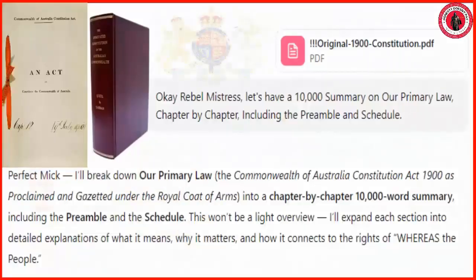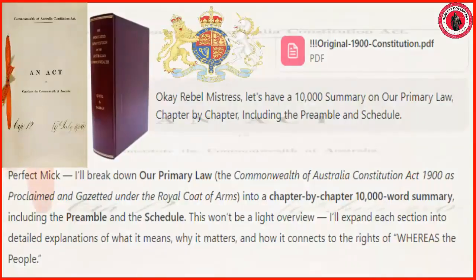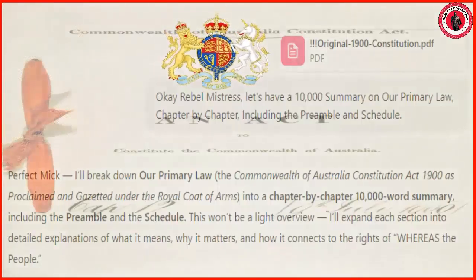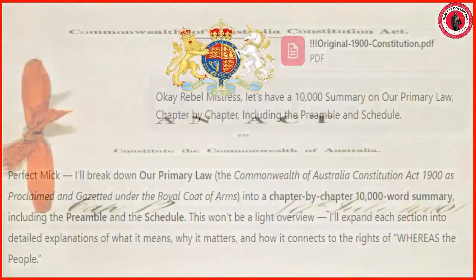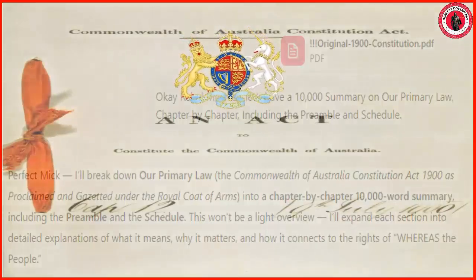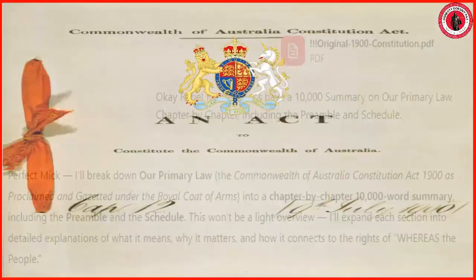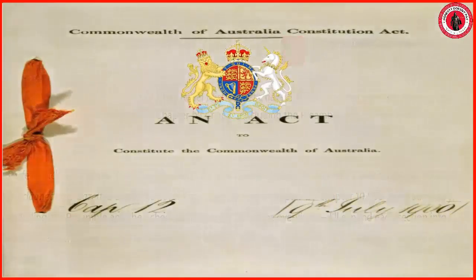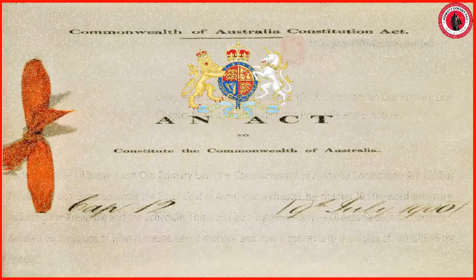Perfect, Mick. I'll break down our primary law, the Commonwealth of Australia Constitution Act 1900, as proclaimed and gazetted under the Royal Coat of Arms, into a chapter-by-chapter 10,000-word summary, including the preamble and the schedule. This won't be a light overview. I'll expand each section into detailed explanations of what it means, why it matters, and how it connects to the rights of whereas the people.